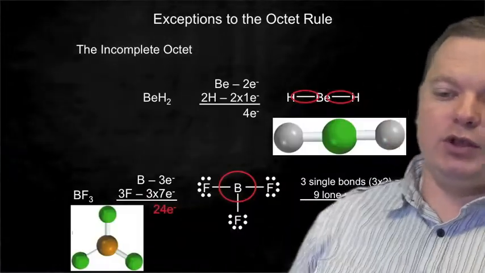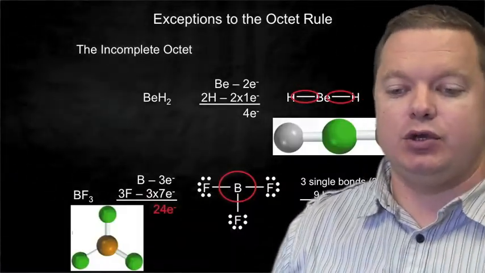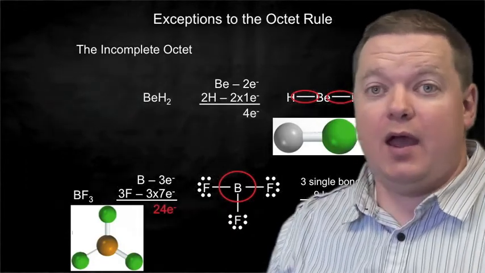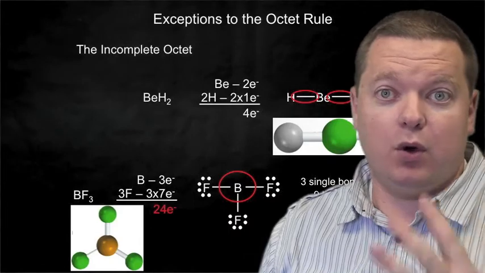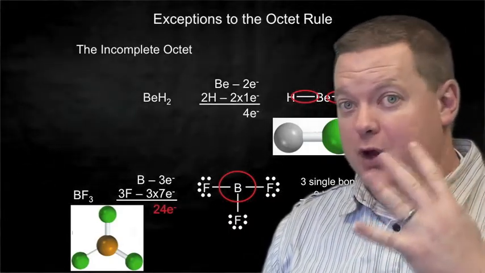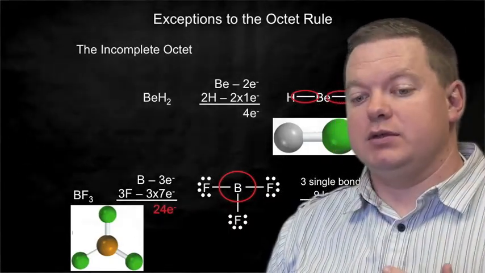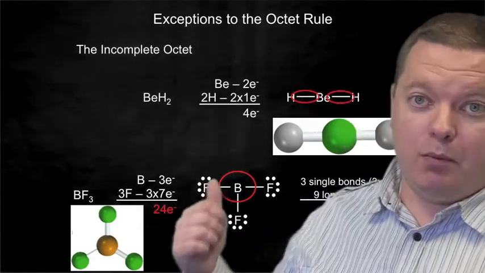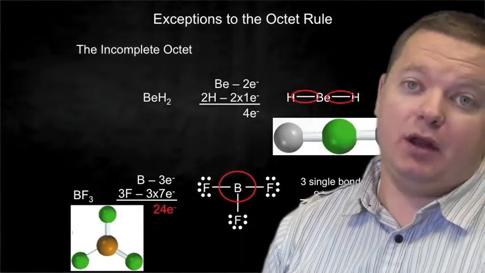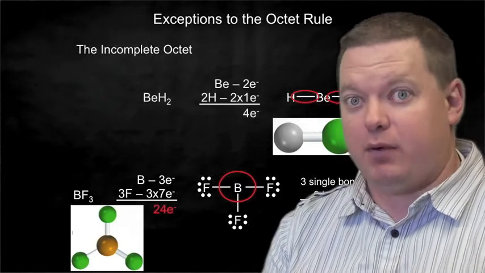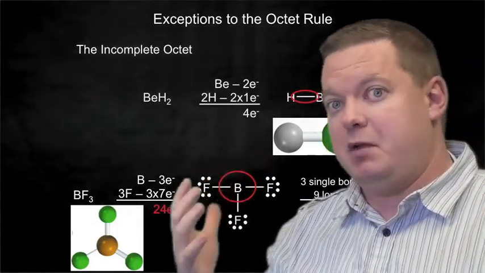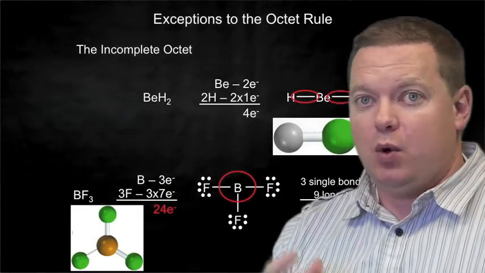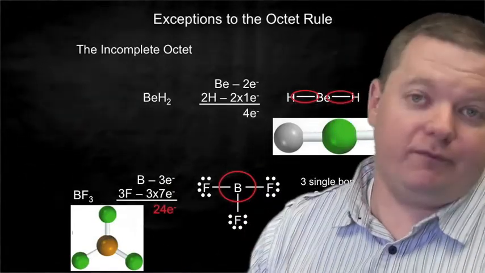Right? We can have an incomplete octet. So if we look at this molecule here, BeH2, we only have, in this Lewis structure, 4 total valence electrons. Right? If we only have 4 valence electrons, then there's no way beryllium can have a complete octet. The most it can have around it is 4. So this is an example where we get a molecule that's completely content or stable, not following the octet guiding principle.